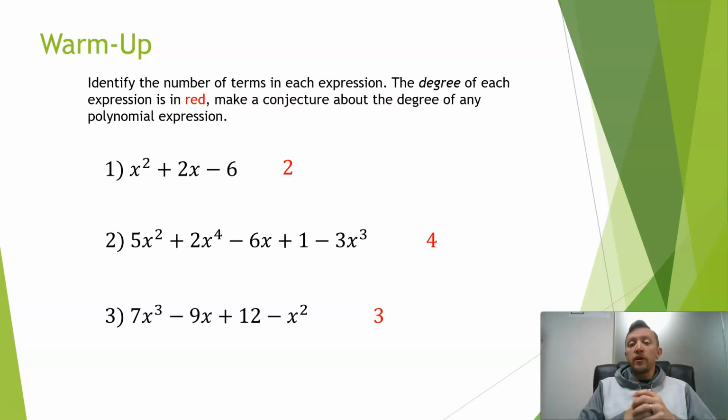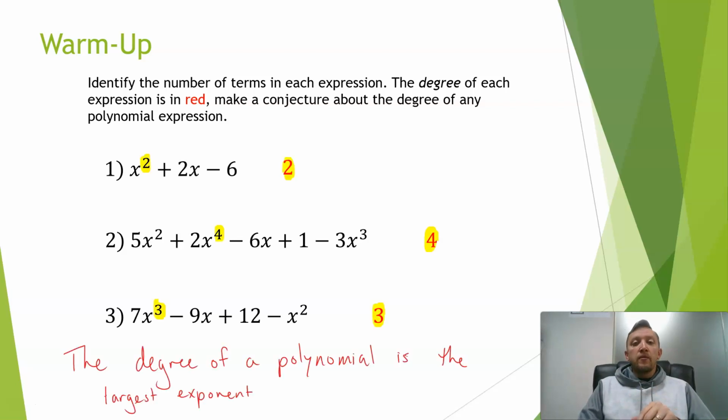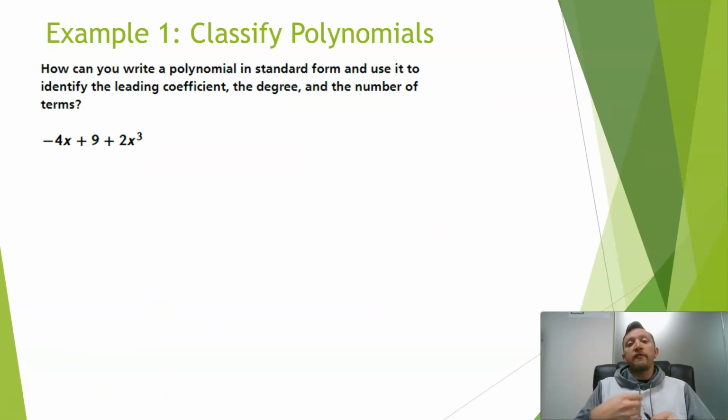So were you able to come up with a connection between those two? Maybe you came up with something like this. If you notice, the largest exponent for each polynomial was the degree of the polynomial. And so we're going to get that in our notes in just a second. So we need to identify some different terms that we're going to be using in this unit.